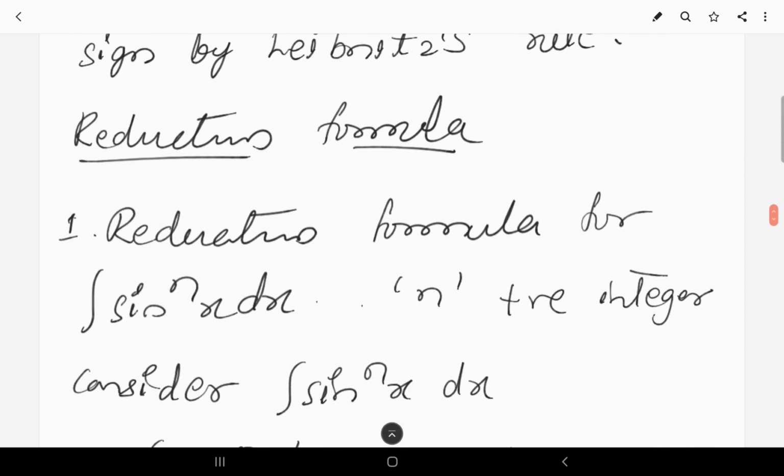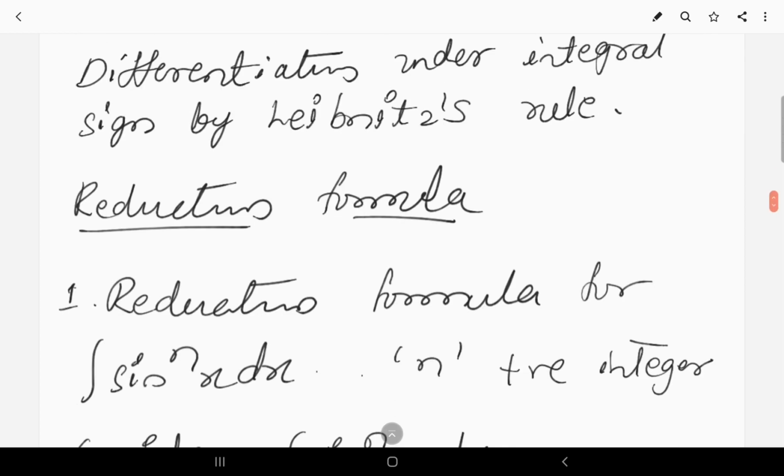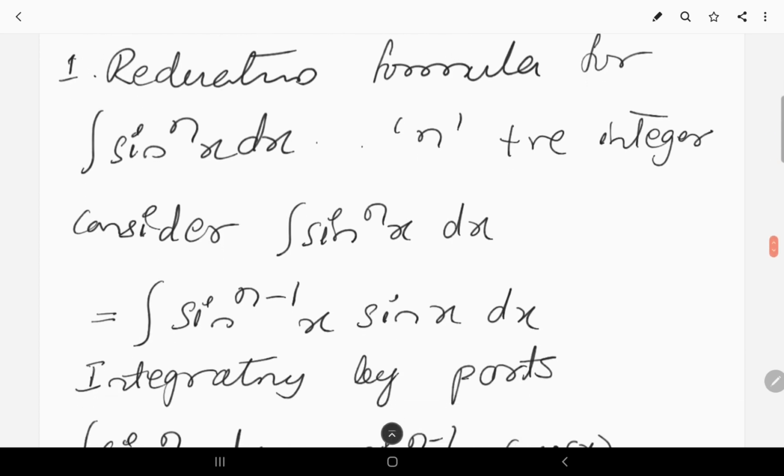So first one, reduction formula. What do you mean by reduction formula? A formula which expresses the given integral in terms of another which is simpler in form is called the reduction formula of the given integral, which is also an integral form only but a simpler form. Now first one, reduction formula for integration of sin raised to n x dx, where n is a positive integer.